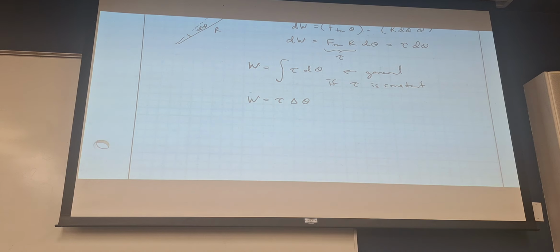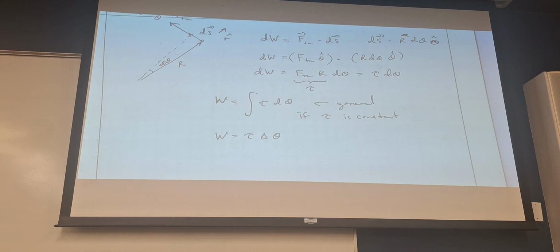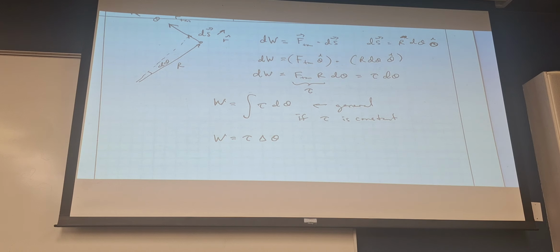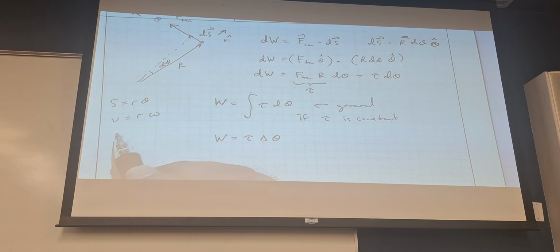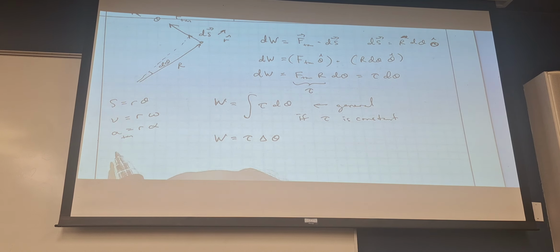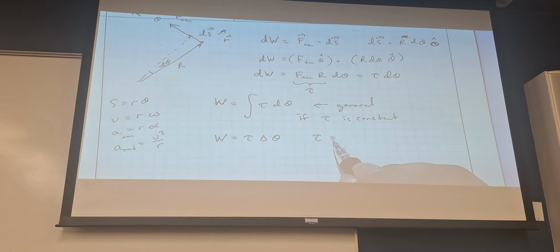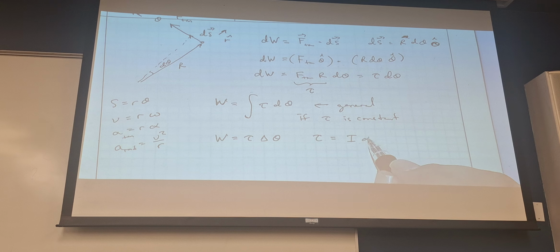Another thing. Where do we get ds equals r d theta? That's just the arc length. That comes from s equals r theta. And then taking the derivative, we have v equals r omega, and the derivative again, a equals r alpha. So those are the relationships we'll be using. Keep in mind this is tangential. You also have a radial, which is equal to v squared over r. Another thing, tau is equal to I alpha.